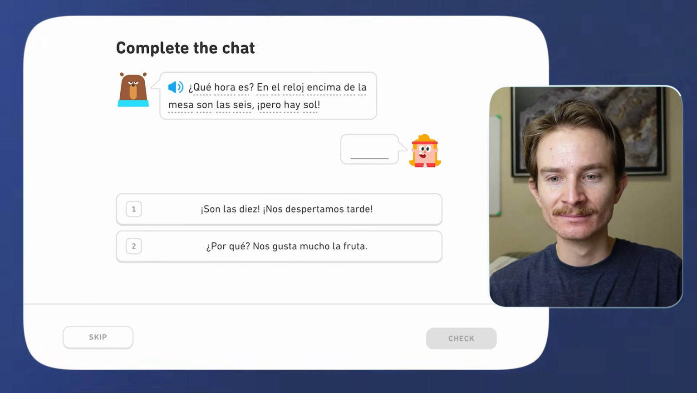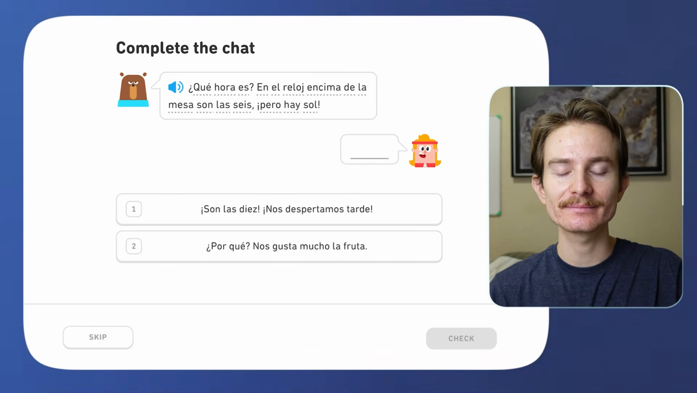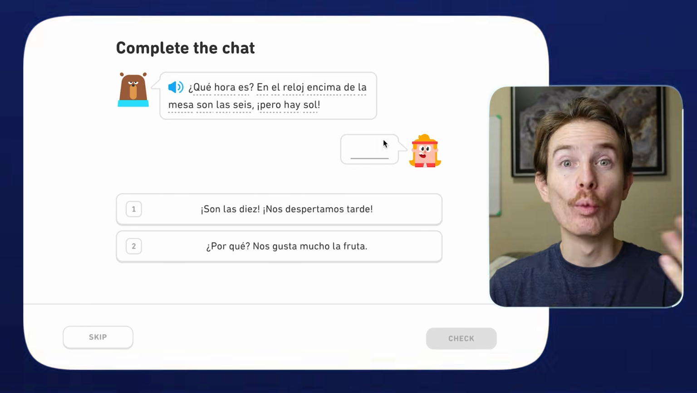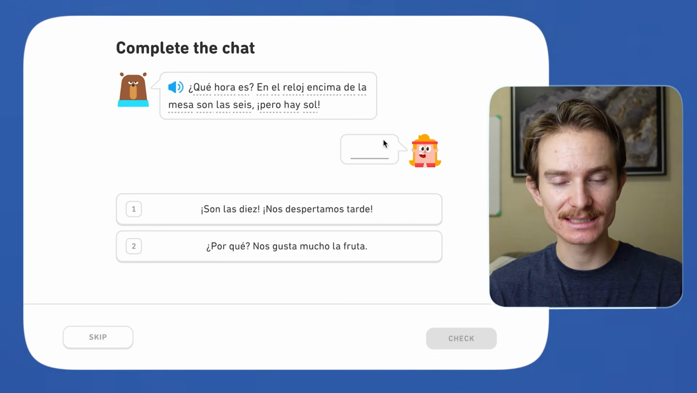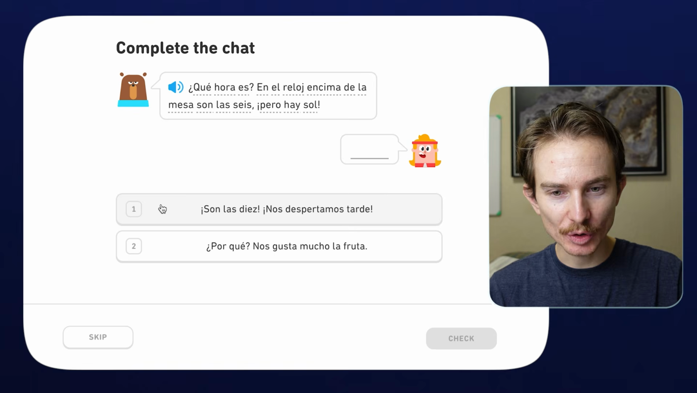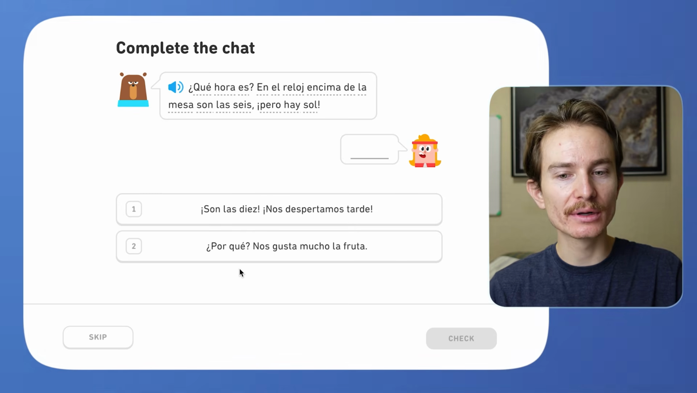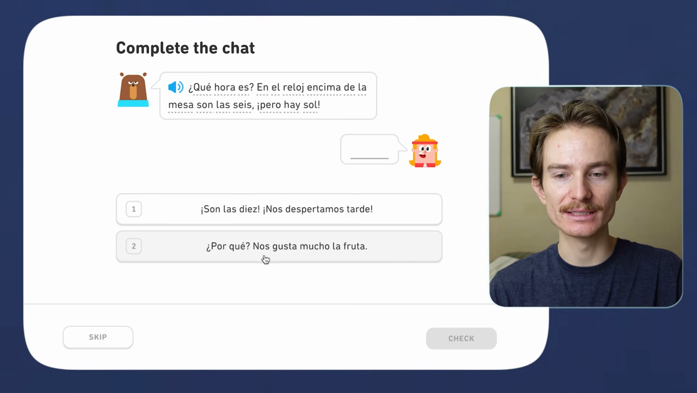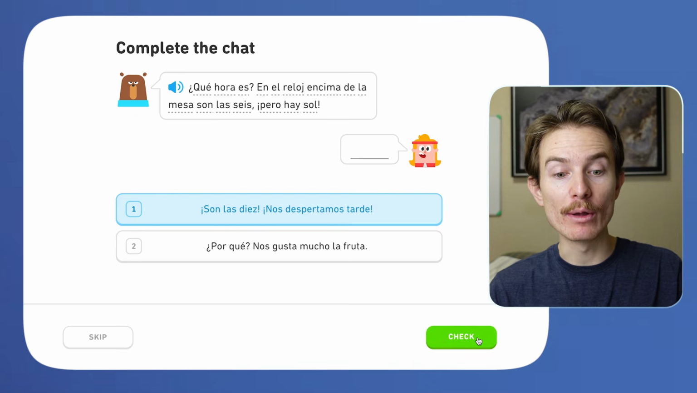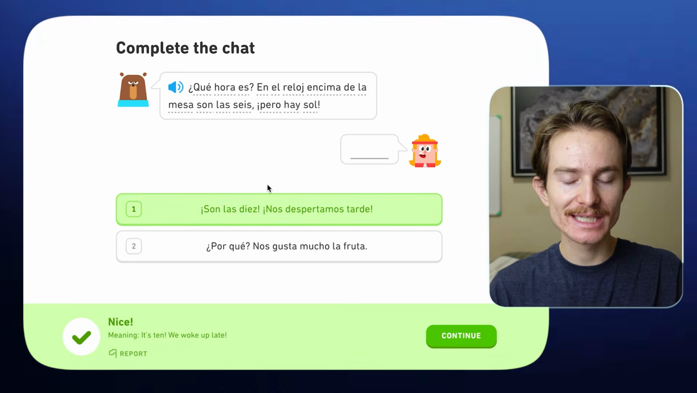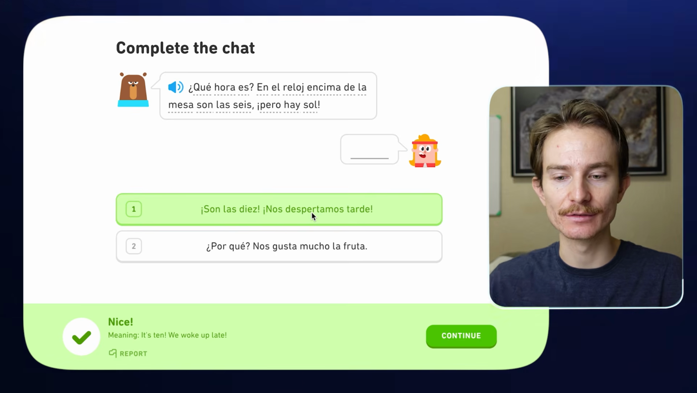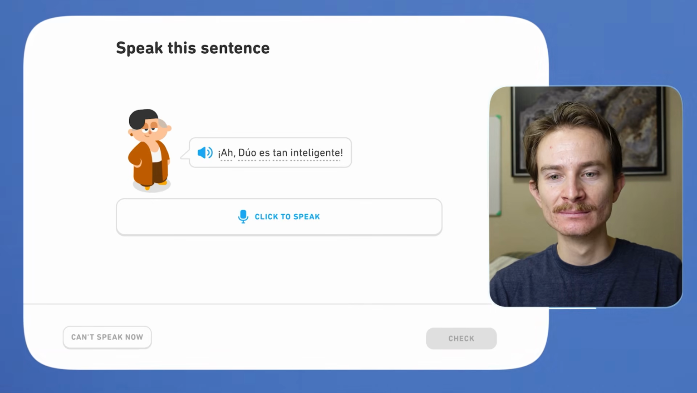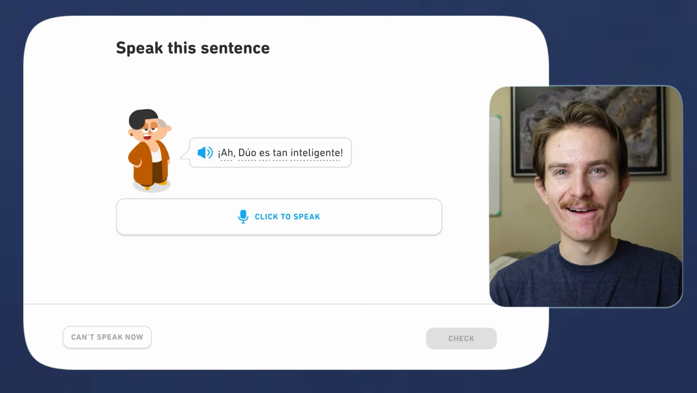¿Qué hora es? En el reloj encima de la mesa son las 6, pero hay sol. What time is it? On the clock, on top of the table, it says it's 6, but it's sunny. So, son las 10, nos despertamos tarde, o porque nos gusta mucho la fruta, which makes no sense. So we're going to say it's 10 o'clock, we woke up late. Once again, we're seeing the reflexive there. Nos despertamos, because we are doing that to ourselves. All right?